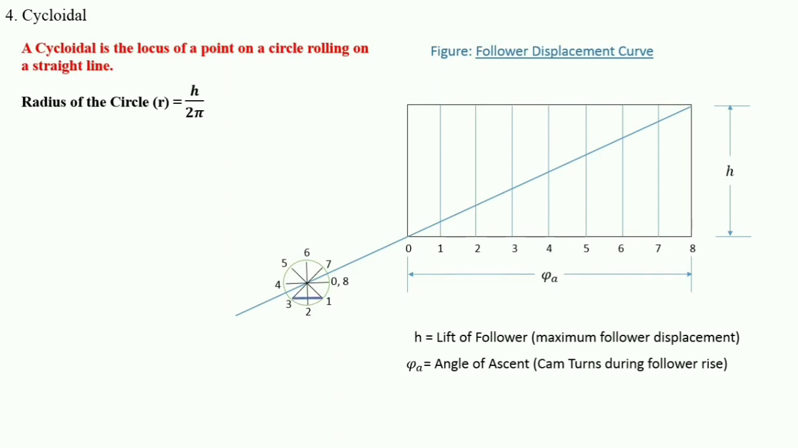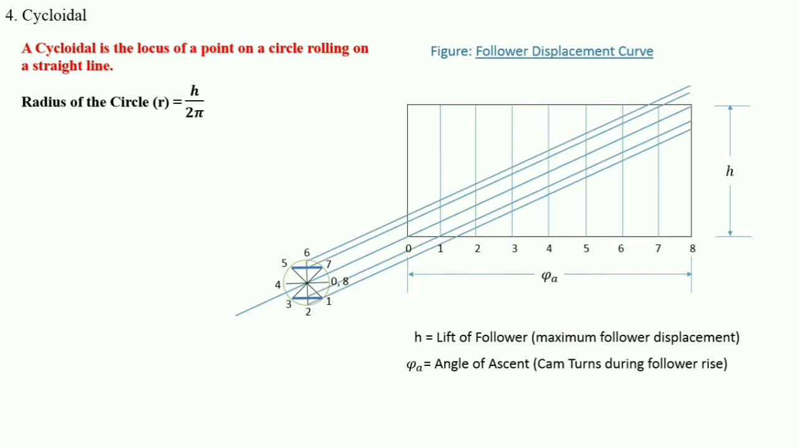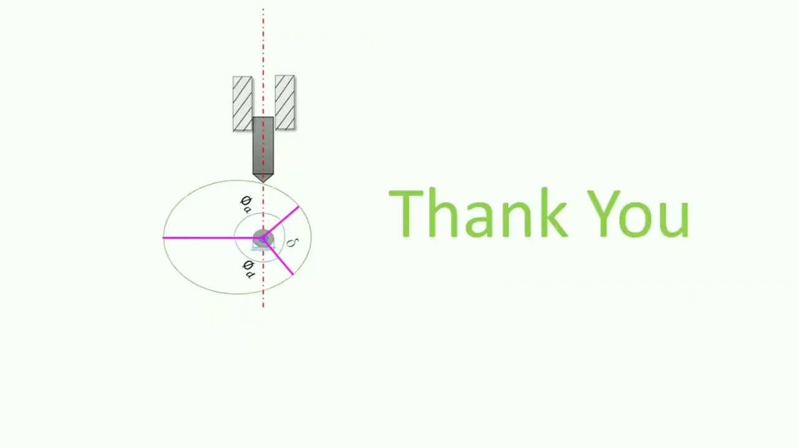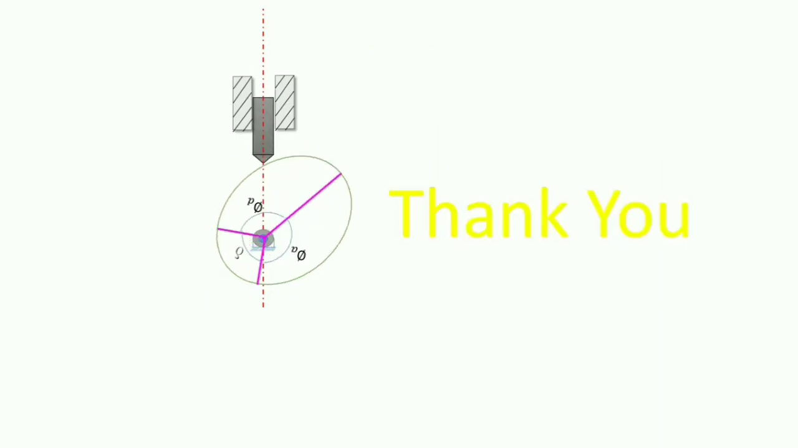Again, in this we will make 8 parts. The circle will be divided into 8 parts. After then, we will make common points. For 2, there is only one, and 6, but the remaining 5 and 7 will have one common point. 0, 4, 8 will have one common point. 1 and 3 will have one common point. So we'll make all the parallel lines, and we'll mark the points and join the points. So we'll get the cycloidal profile, and by these formulas we are able to find out the maximum velocity.